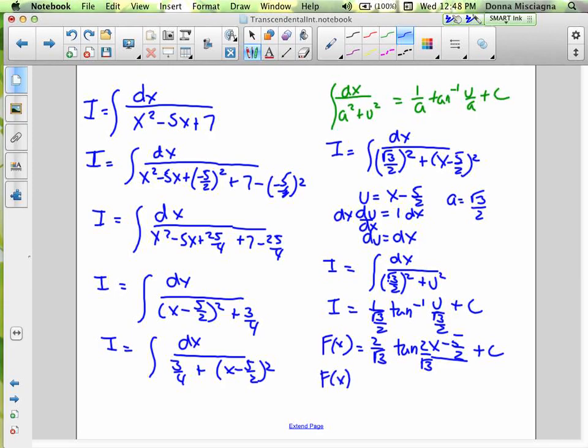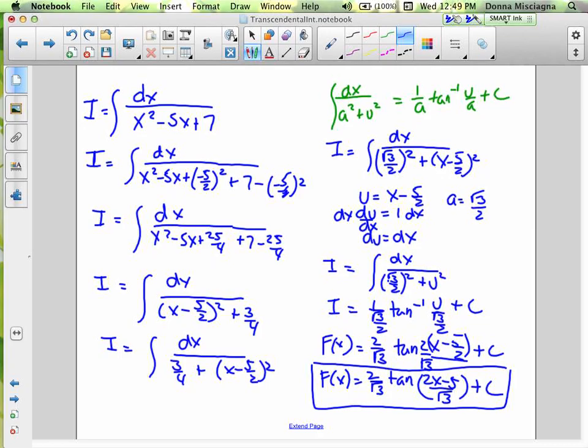F of x equals 2 over the square root of 3 — I'm fine with that, unless you want to rationalize it. But I would definitely simplify this other part here. Let's distribute the 2, right? And then we've got arctan of (2x minus 5) over the square root of 3. That looks much better. And then plus c. There we go, there's our integral. That wasn't too bad, right, once you rewrite the form using completing the square.